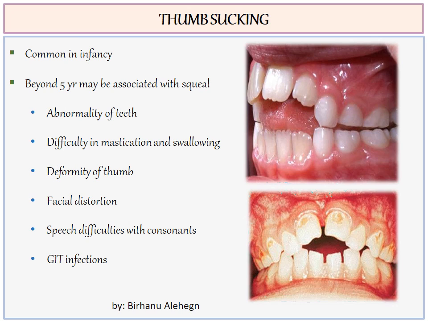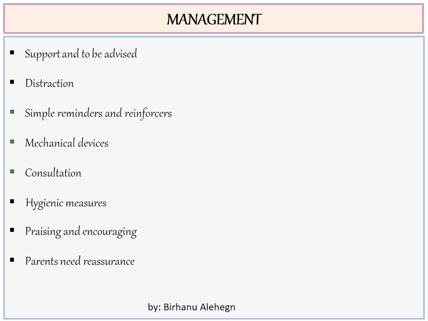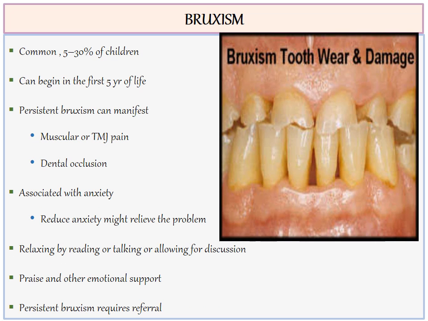Thumb sucking is common in infancy. Beyond 5 years it may be associated with sequelae like abnormality of the teeth, as shown in the picture, difficulty in mastication and swallowing, deformity of the tongue, facial distortion, speech difficulties with consonants, and GI infections. Management of thumb sucking includes support and advised distraction, simple reminders and reinforcers, mechanical devices, consultation, hygienic measures, praising and encouraging, parental and nature reassurance.